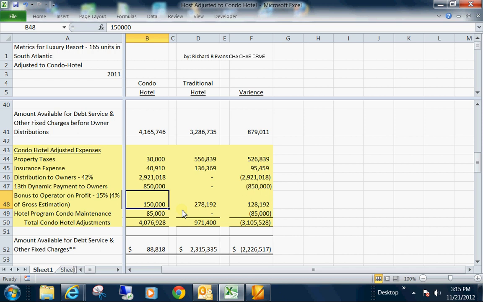They must strive for net income. And so you can see here that $150,000 is paid to the hotel operator at the same time as this $850,000 is distributed to the owners. And that is $1 million in additional distributions and bonus.